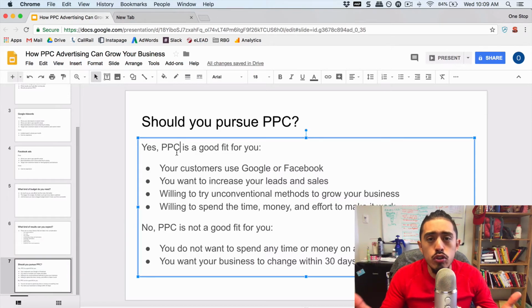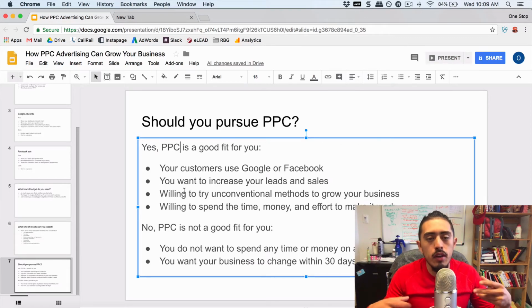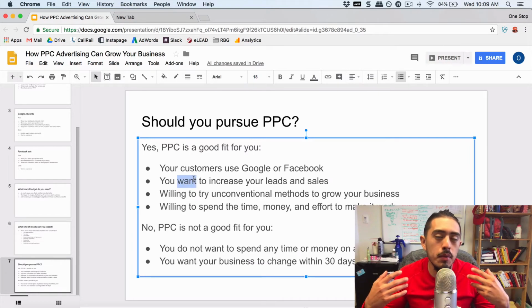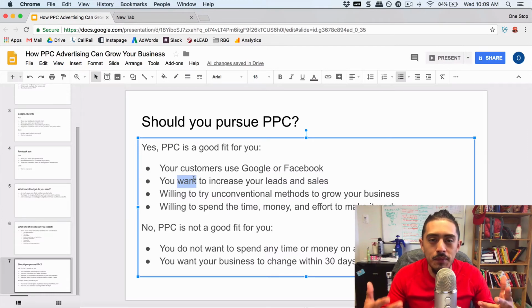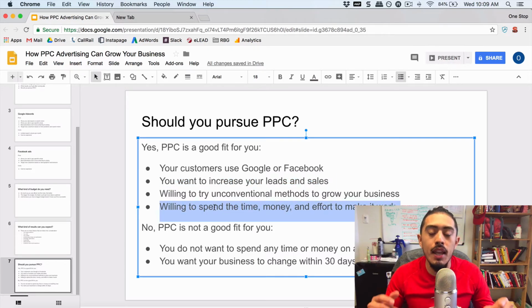So should you use pay-per-click advertising? Is that a good fit for you? This is something very generic, because there are so many different industries and businesses. But to be very generic, you should run PPC ads. You should be on AdWords or Facebook if your customers use Google or Facebook, and that's probably about 95% of all industries. You should run PPC if you want to increase your leads and sales, if you're willing to try unconventional methods to grow your business. And if you're willing to spend, and this is the most important one, the time and effort to make it work.